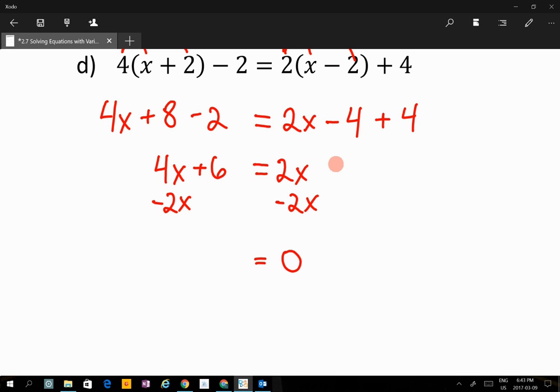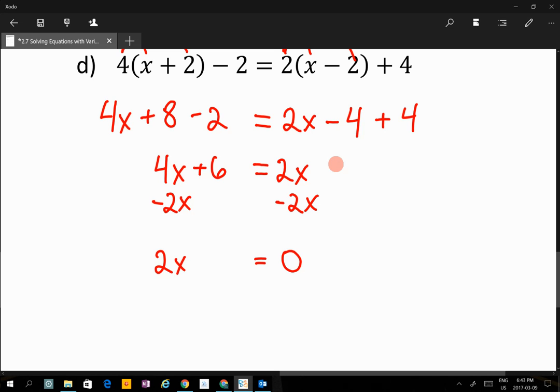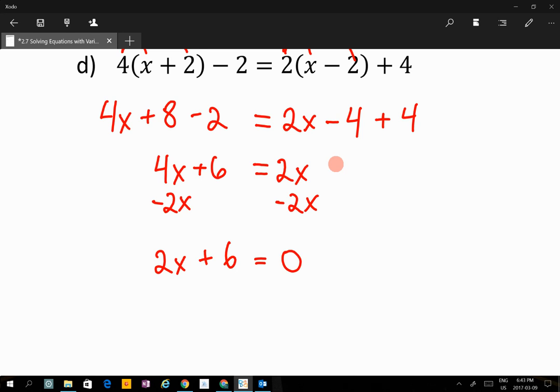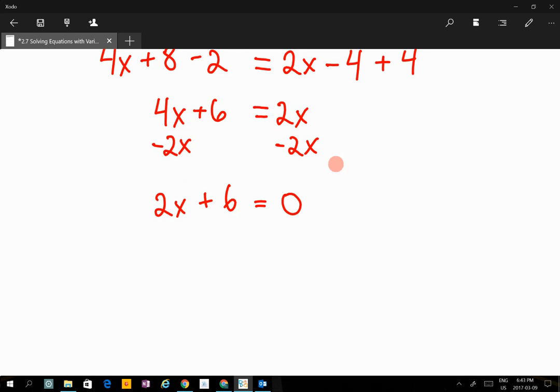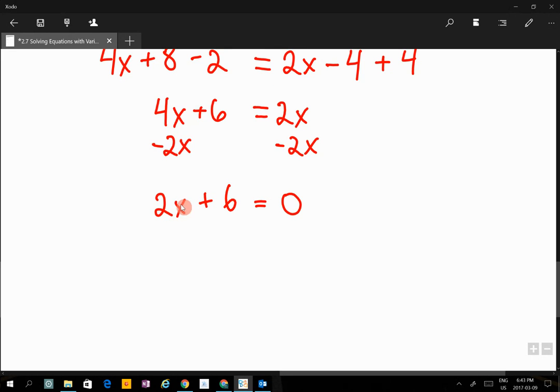Okay, 4x minus 2x is 2x. And then I have plus 6. Okay, 2x plus 6 is equal to 0. Now, next step, reverse operations. So addition before the multiplication. So to get rid of positive 6, I'm going to subtract 6 from both sides.